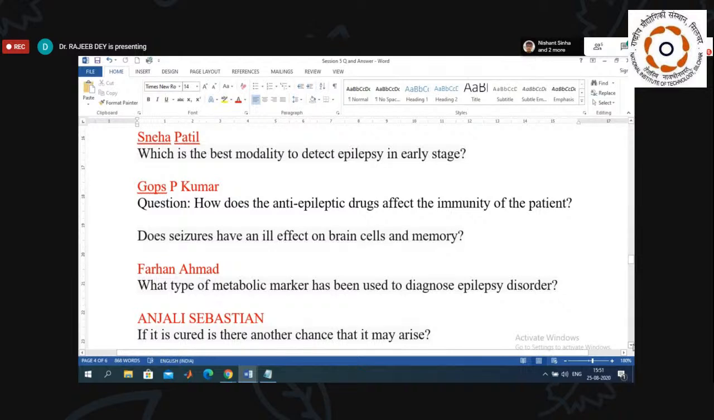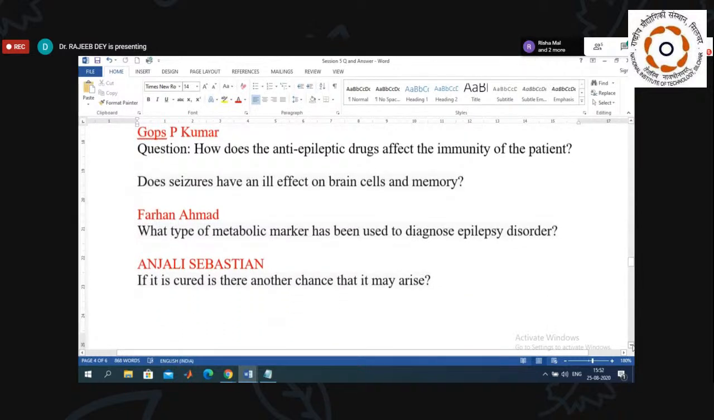Is there any recommendation that epilepsy surgery should not be taken for drug-resistant epilepsy? I think there is good evidence to suggest that surgery is better than anti-epileptic drug treatments in controlling seizures. Which is the best modality to detect epilepsy in the early stage? Typically, EEG is the most common modality used in non-specialized centers to diagnose epilepsy.